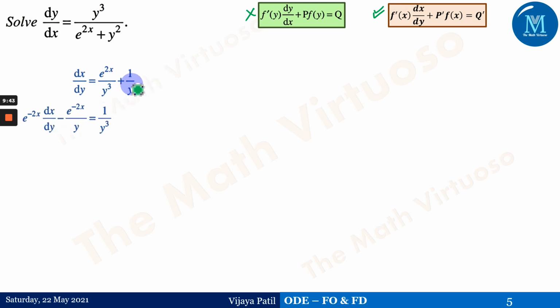So this particular equation we can rewrite as e to the power minus 2x dx upon dy minus e to the power minus 2x upon y is equal to 1 upon y cube. So in this case p dash is equal to minus 1 upon y, and q dash is equal to 1 upon y cube, which is the format of p dash q dash.